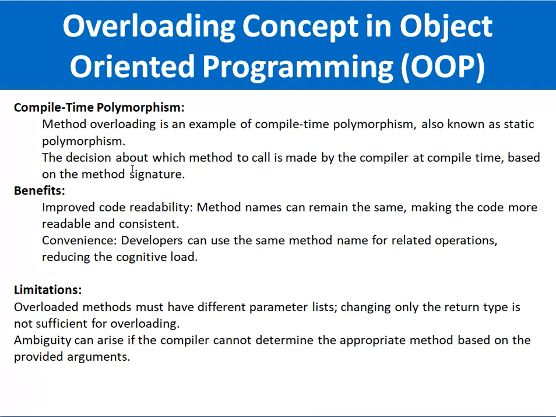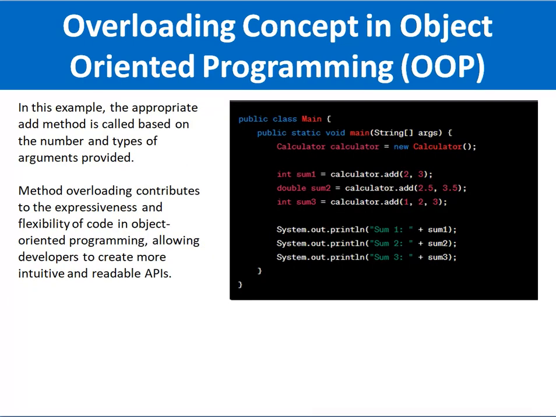There are a few limitations as well for method overloading. The first one is that the overloaded method must have a different parameter list. Changing only the return type is not sufficient for overloading. Ambiguity can arise if the compiler cannot determine the appropriate method based on the provided arguments. So again, friend, there are a few advantages and a few limitations as well. However, overall, method overloading is a very important concept in object oriented programming.